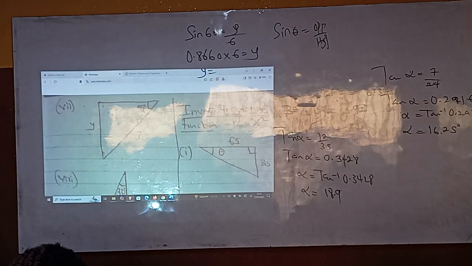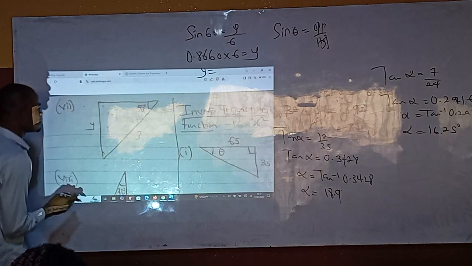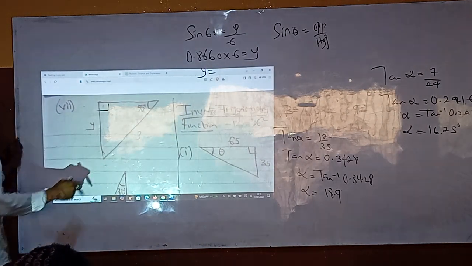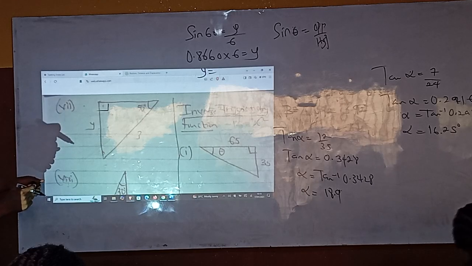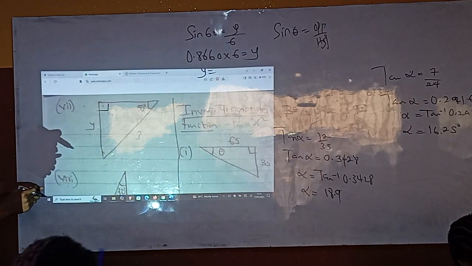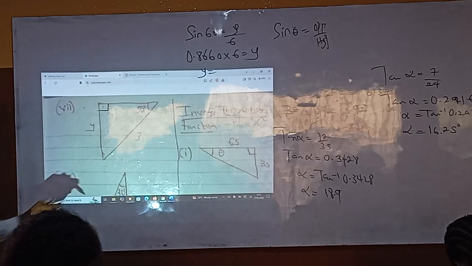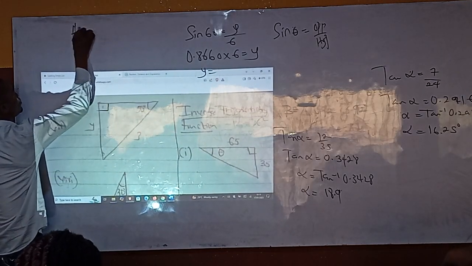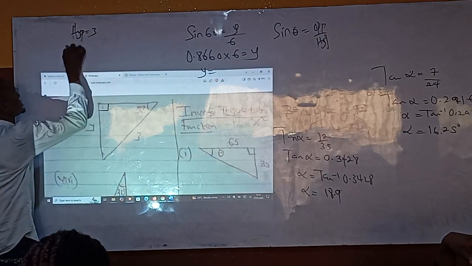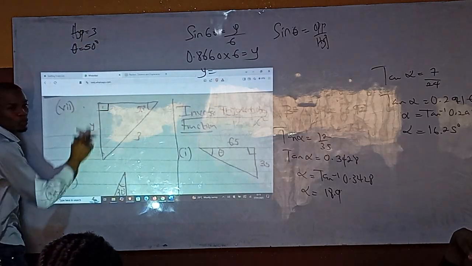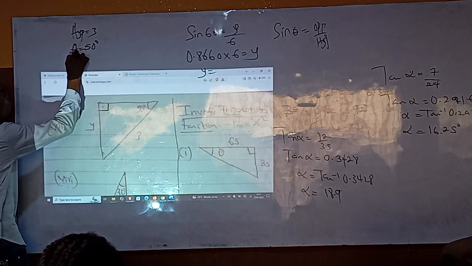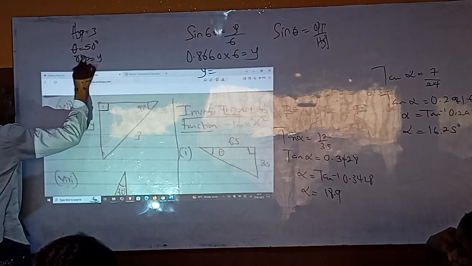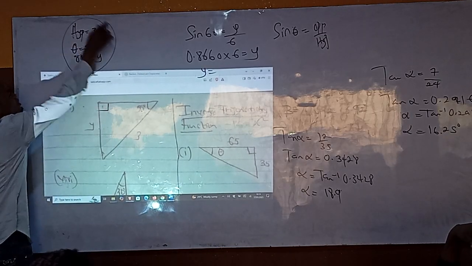You have not got it? Okay, let's solve. Look at it now. This is your 90 degrees, right? A line that faces this one is the hypotenuse. We are given the value of the hypotenuse. Hypotenuse is what? 3. And this is theta. Theta is 50 degrees. And this is the opposite, y. You now look for a formula that has all these 3 things.